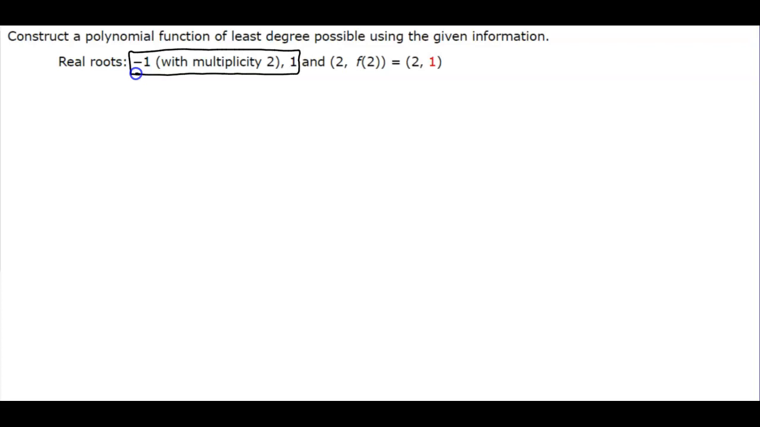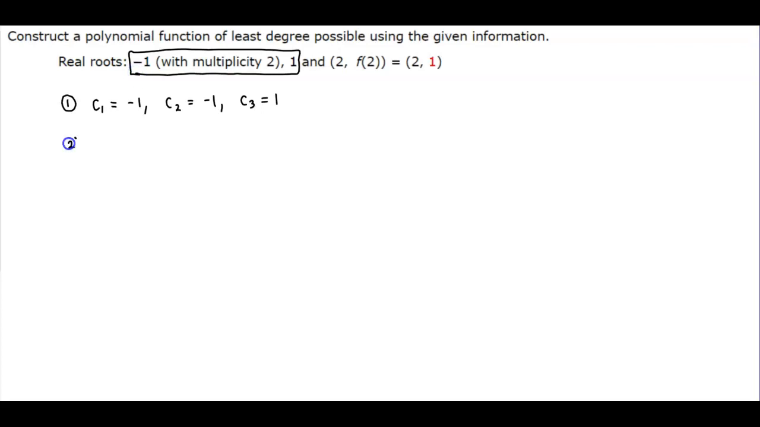So that means that if it's 3 roots, then we're going to have a cubic function. The first thing we need to do is identify what those roots are. We know that we have a multiplicity at -1. We have c1, which is equal to -1, c2, which is equal to -1, and then we have c3, which is equal to +1.